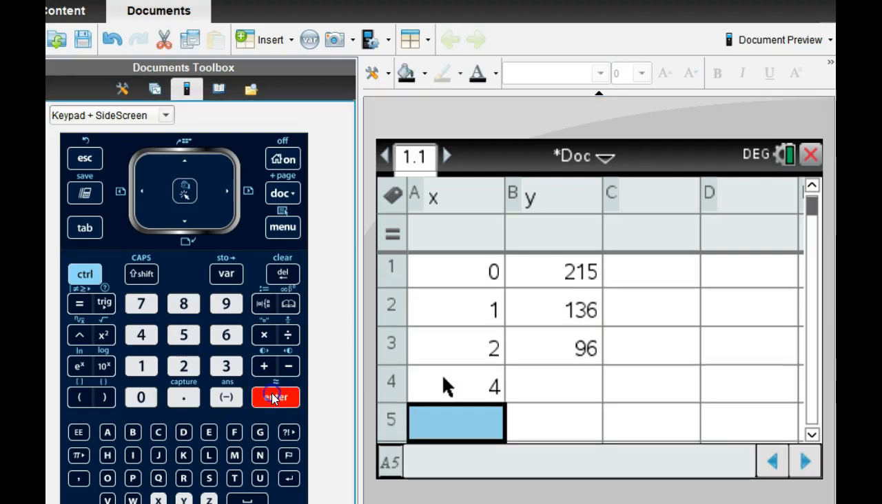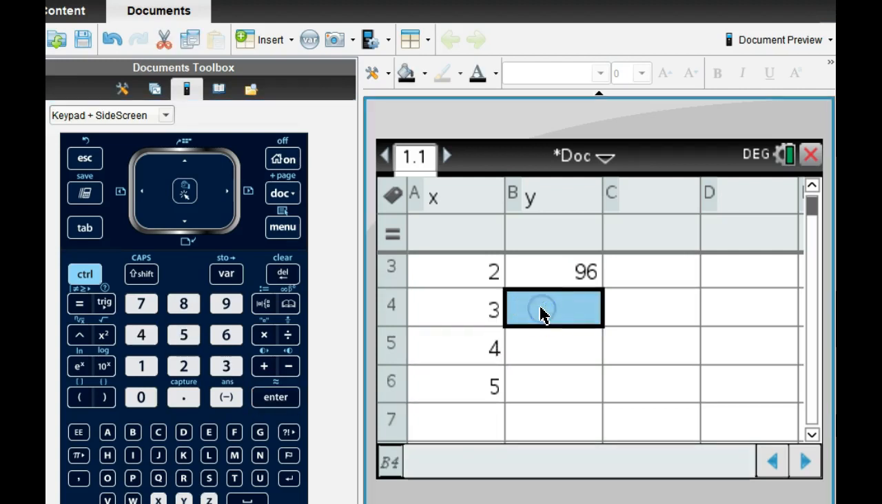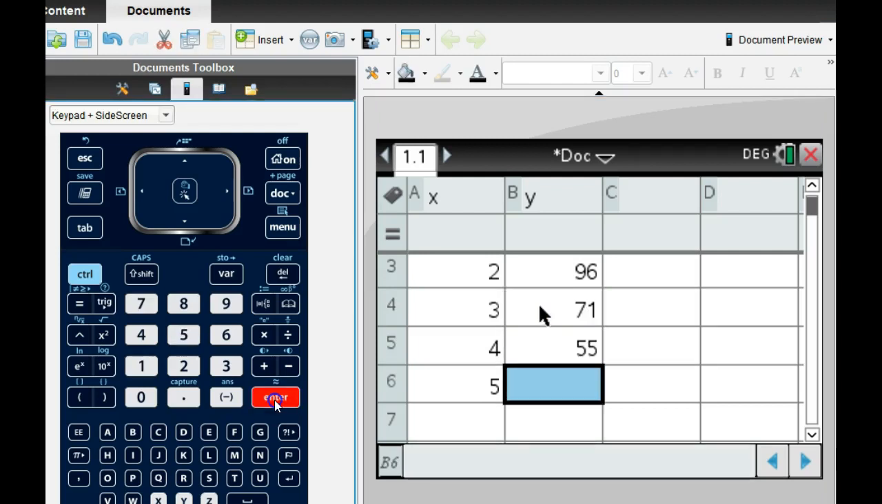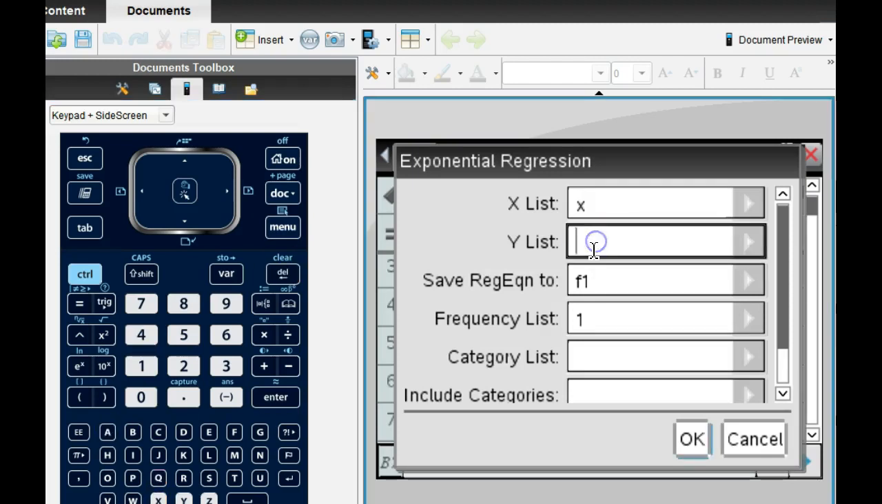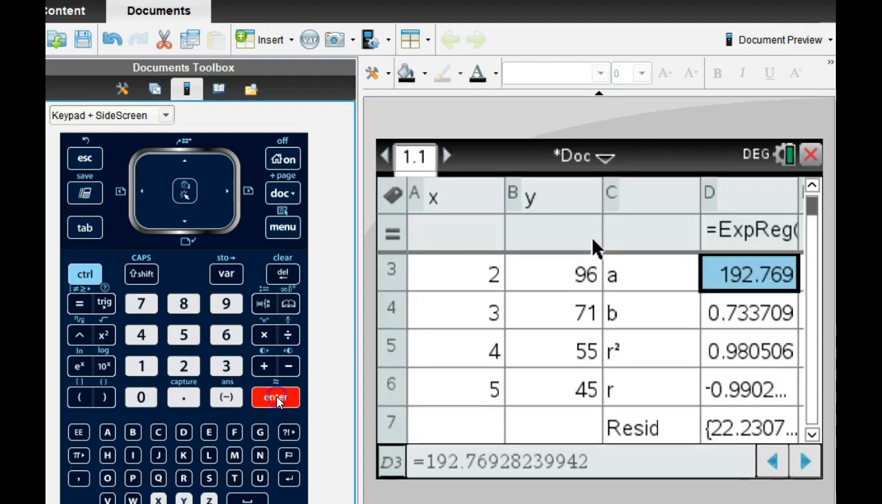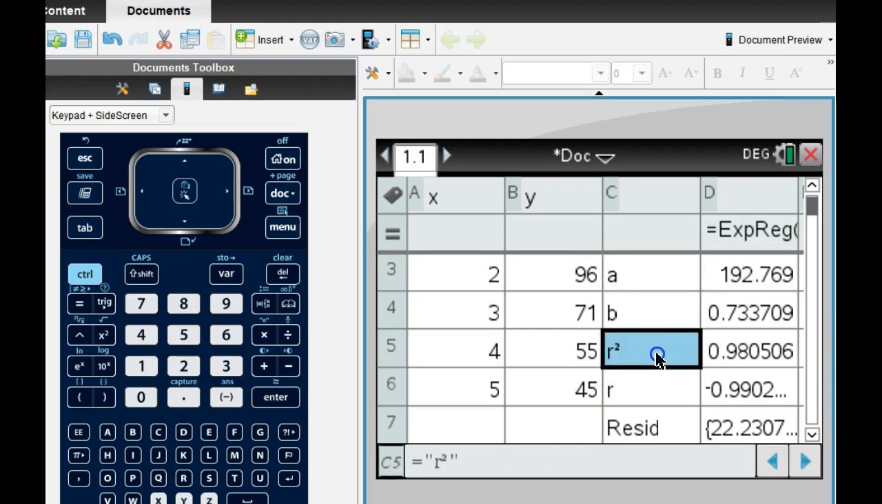Usually we only put in 3, but I'm going to put in all this data. Let's do it right here. Do it all. 1, 2, 3, 4, 5, and then we got 96, 71, 55, and 45. Okay? So again, menu 4, 1, A for exponential, x is x, y is y. All right. Now, my r squared is not exactly 1 because, again, the common ratios are not exactly the same, but it's close to 1.